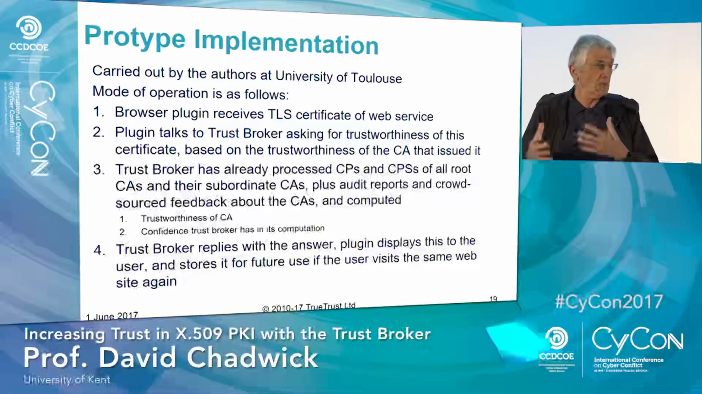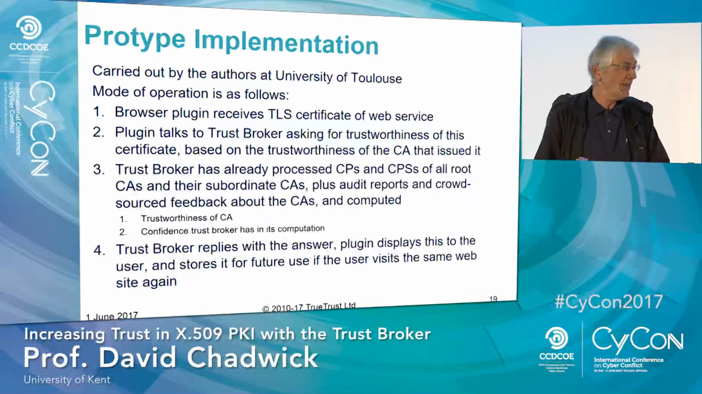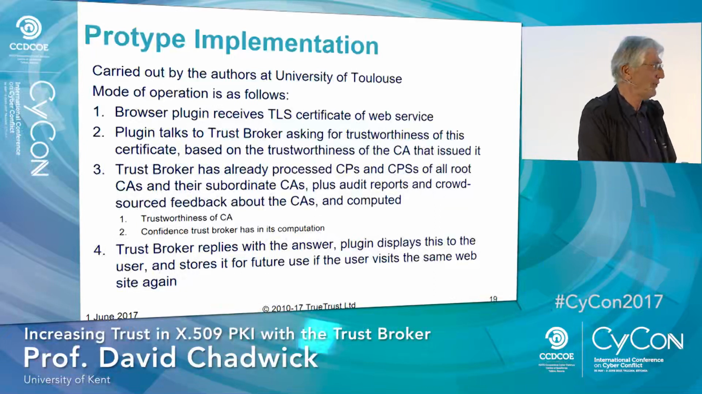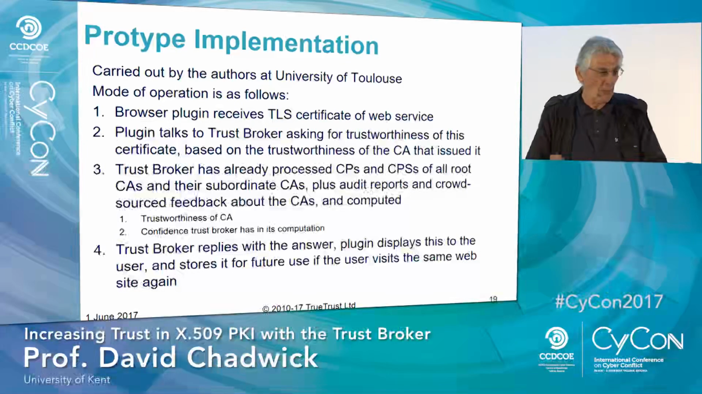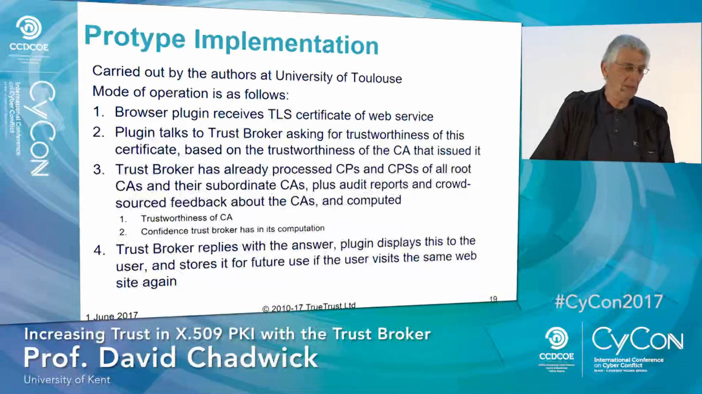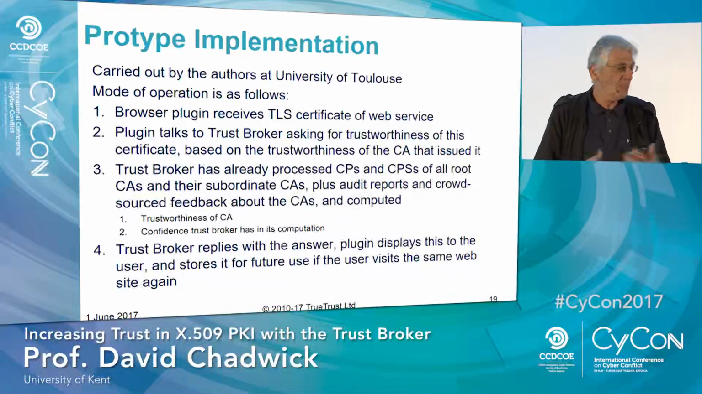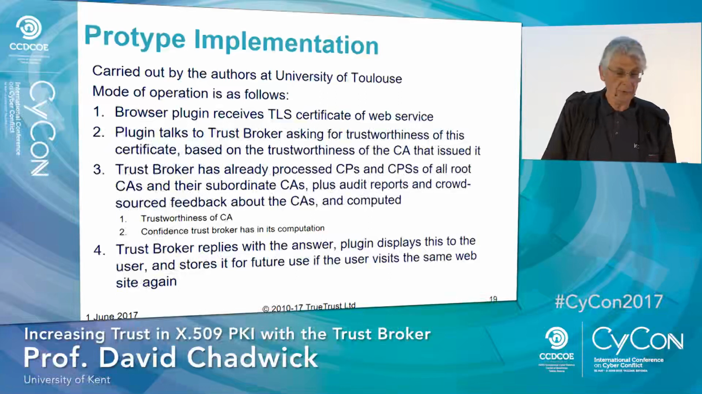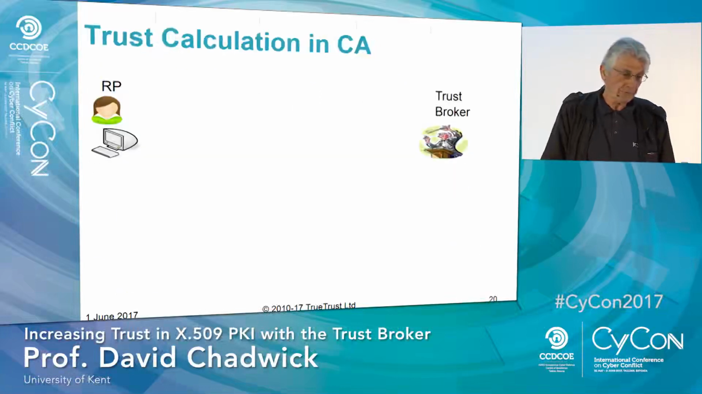So this is why you need to source other information. Say, well, what is it really doing in reality? Can we really trust that the CA is trustworthy and does what it says it's going to do in its CPS? So that's why we have this extra mechanism built in there. And then there's the confidence also that the trust broker's got in its own calculations. And then it sends an answer back to the browser, and the browser displays that to the user, and then the user can decide whether he wants to go ahead with a transaction or not.